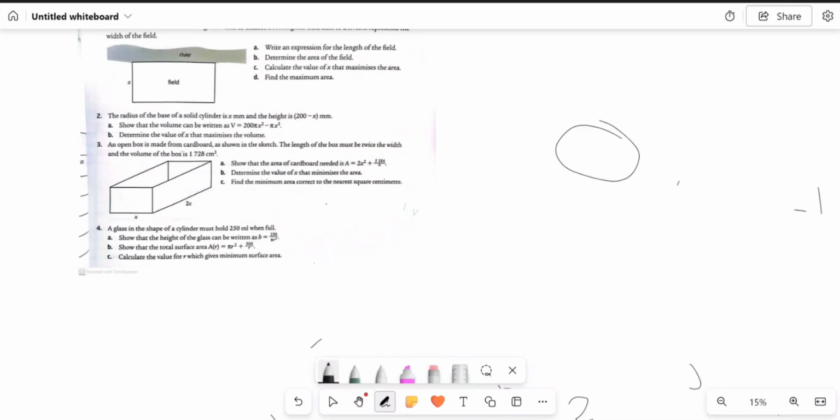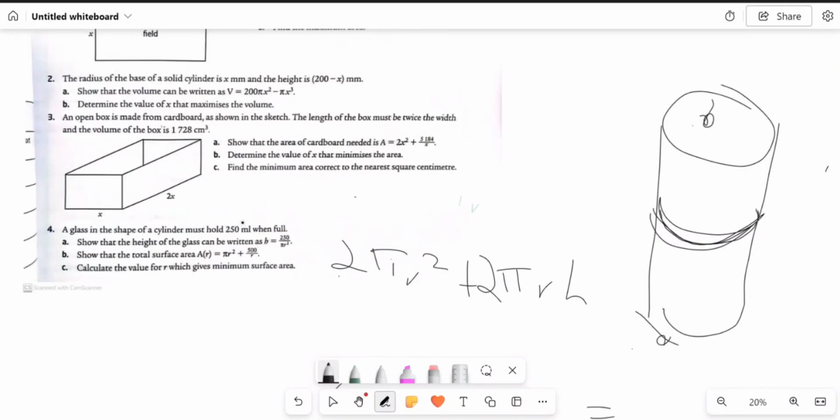So you have two circles, this part and this part. The first question says show that the height of the glass can be written as height equals 250 over pi r squared. That's the question we're solving. This equation is for total surface area, even when the top is covered. But in this case, the top is not covered. It's a glass.